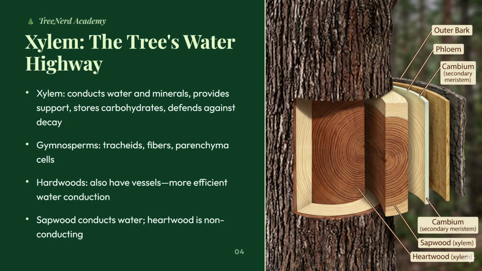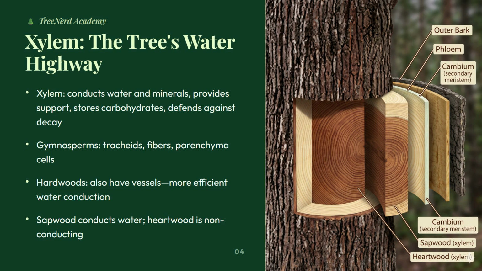Now moving on, let's examine the xylem, the tree's water highway. The xylem has 4 primary functions: conducting water and minerals from roots to leaves, providing structural support, storing carbohydrate reserves, and defending against disease. Xylem is a complex tissue composed of both dead and living cells.